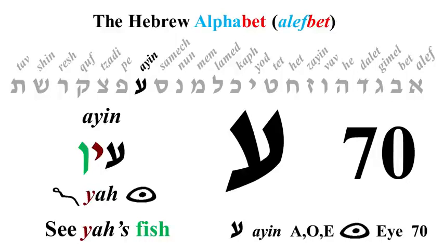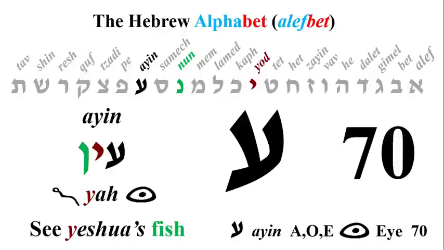All right. Well, does Yah have fish? You know what? Yahweh does have fish. He doesn't go by Yahweh. He goes by Yeshua, because Yeshua and Yahweh are one and the same. So you could say, see Yeshua's fish. All right. Well, when and where did Yeshua have fish? Well, in the New Testament, the Brit Hadashah, in John 21:11.